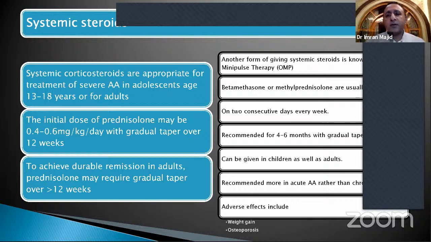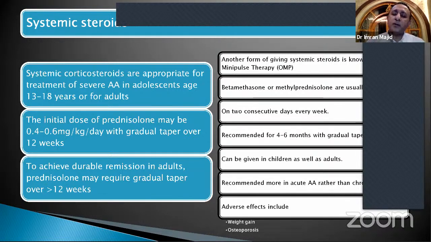Another form of giving systemic steroids that we use very commonly in India is the oral mini pulse therapy, or OMP. So we use either betamethasone or methylprednisolone on 2 consecutive days every week, and we can use oral mini pulse for a longer duration than daily steroids because of a relatively better safety profile than daily steroids, and you can use them for 4 to 6 months. And again, remember that you have to gradually taper the dose and then stop. Don't stop them abruptly because there is a high chance of recurrence.